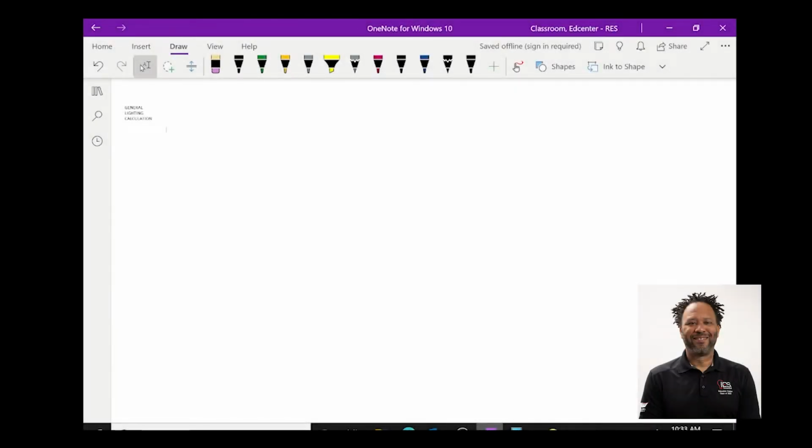I'm Jason, and today I'll be reviewing the codes and calculations used for determining the minimum required general lighting circuits in either a single-family or multifamily home. This is determined by using the general lighting calculation, one of a few branch circuit calculations used by electricians.